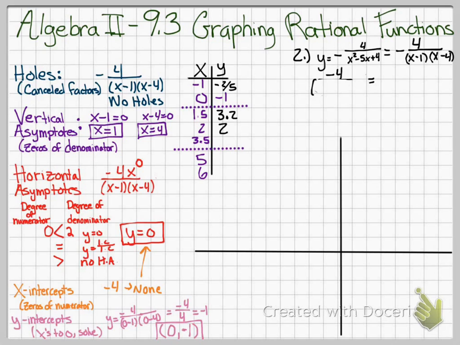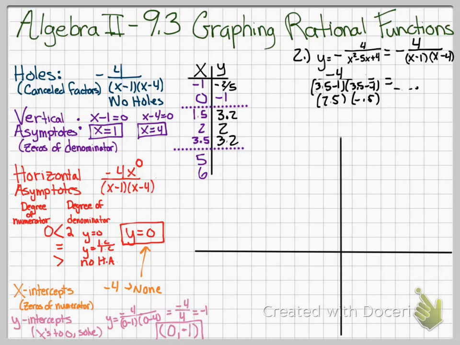So we're going to have 3.5 minus 1 and 3.5 minus 4. All right. 3.5 minus 1 is 2.5. And 3.5 minus 4 is -0.5. So if we have 2.5 times a -0.5, we have, again, -1.25. And so this is going to be negative 4 over negative 1.25, which we already saw was 3.2. Very nice. All right, last two.